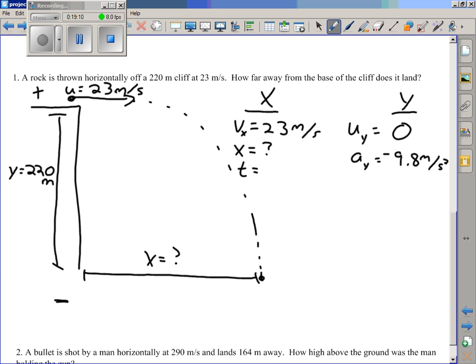What else do I know in the y-axis? What y? I know my y, or my displacement, right? 220 meters. I don't know the time, right? Nor do I know the final velocity.